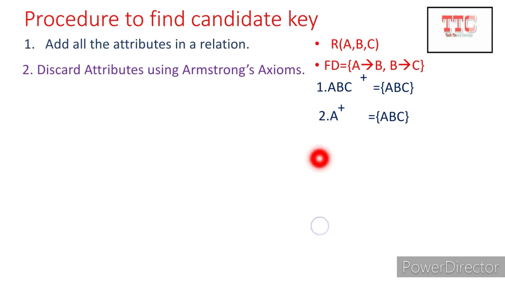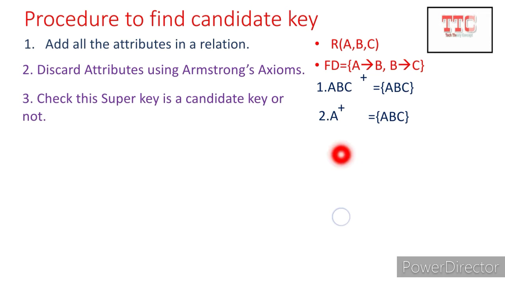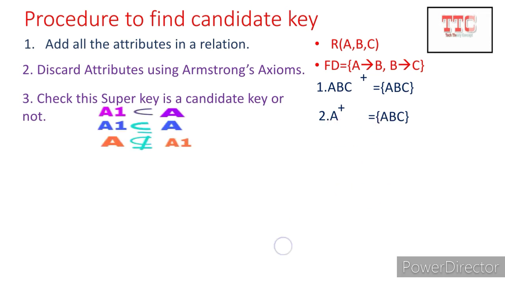Now in the third step, if we find a super key, then we check whether it is a candidate key or not. For this, we need to check whether any proper subset of this super key is a super key or not, according to the proper subset definition.